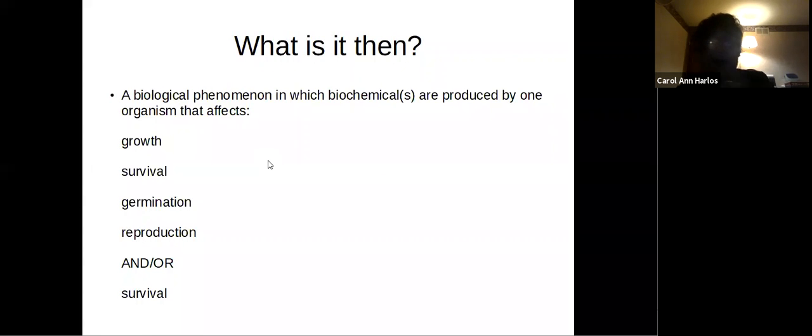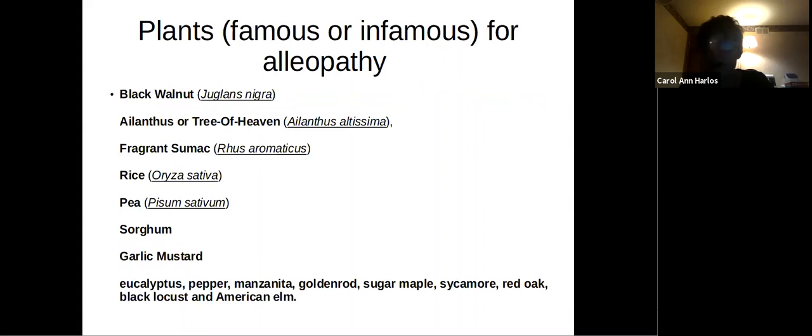So what is allelopathy? A biological phenomenon in which biochemicals are produced by one organism that affects the growth, survival, germination of seed, reproduction, and or the ultimate survival of that plant.